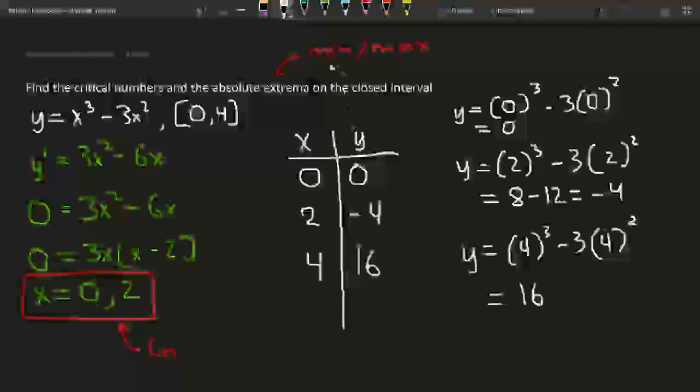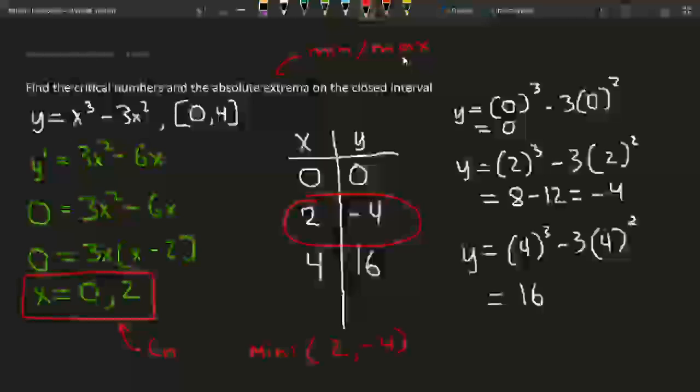So, in order to find the absolute minimum, we're looking for the value that has the lowest y value. So in this case, the absolute minimum would be 2 comma negative 4 because negative 4 is the lowest y value and 2 corresponds to it. So in this case, we'll write right here, the minimum is located at 2 comma negative 4.